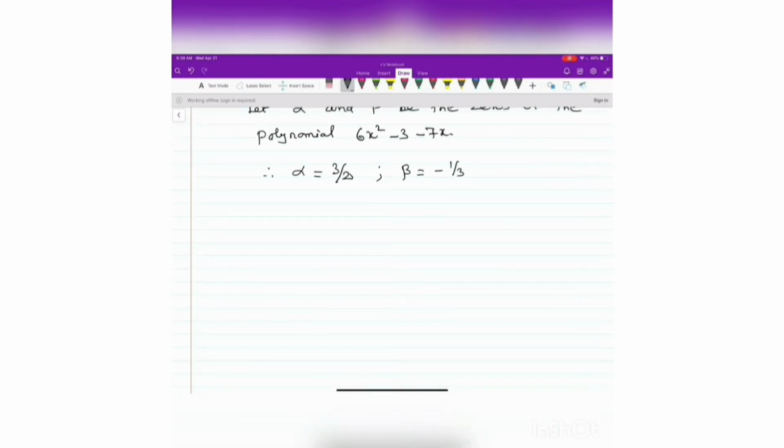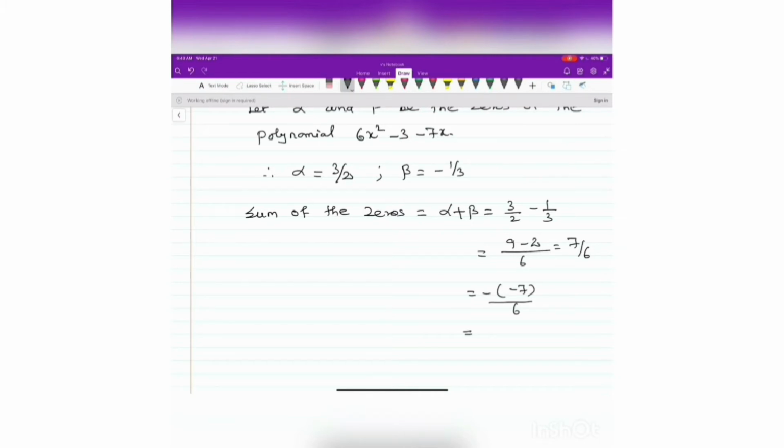Let us find out the sum of the zeros. Sum of the zeros is equal to alpha plus beta, which, when you substitute the values, is 3 by 2 minus 1 by 3. Take LCM, then you will have 9 minus 2, which will give you 7 by 6. I can write this as minus of minus 7 by 6. Slight modification I am making here.